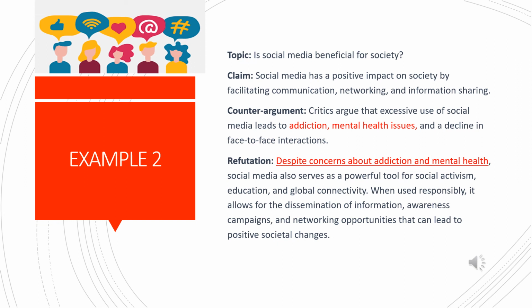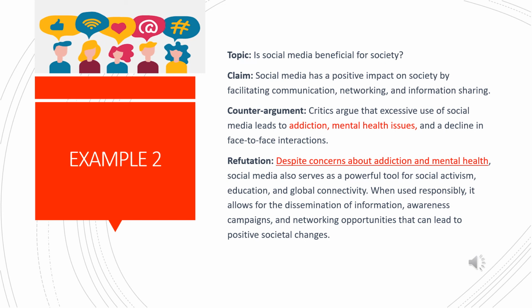So our refutation is, despite concerns about addiction and mental health, social media also serves as a powerful tool for social activism, education, and global connectivity. When used responsibly, it allows for the dissemination of information, awareness campaigns, and networking opportunities that can lead to positive societal changes. So here we can see that the refutation refutes our opposing viewpoints by saying that when we use social media responsibly, there are so many benefits of social media to the society.